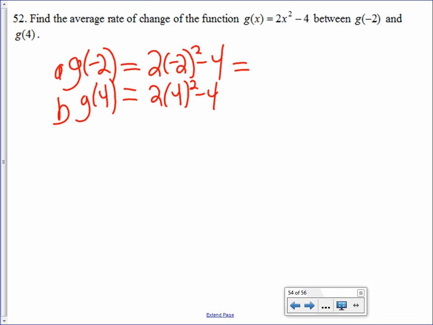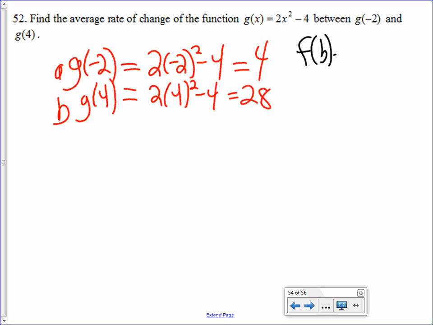You can use the calculator, of course. Negative 2 squared is 4, times 2 is 8, minus 4 is 4. 4 squared is 16, times 2 is 32, minus 4 is 28. And again, you feel free to use a calculator on that.